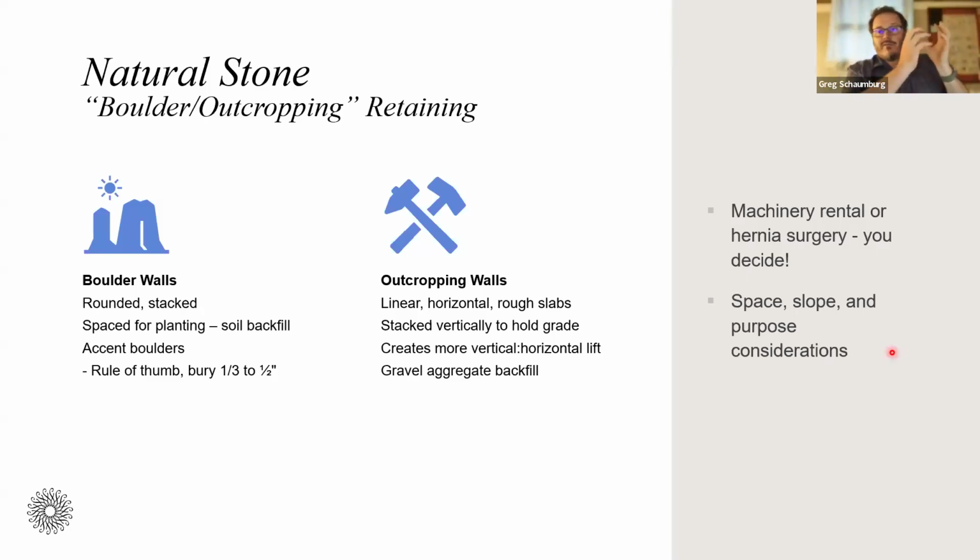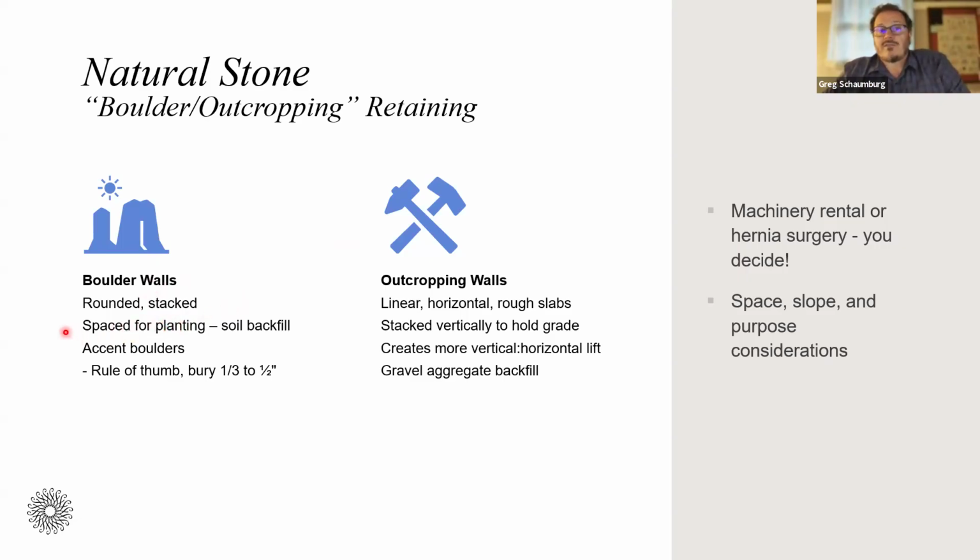Boulders are larger. They're going to be football shaped and more rounded shapes, whereas outcropping is going to be a lot more horizontal and linear, and they're going to have a lot more of a linear feel to them. So when we talk about boulders, generally it feels a little bit more informal.